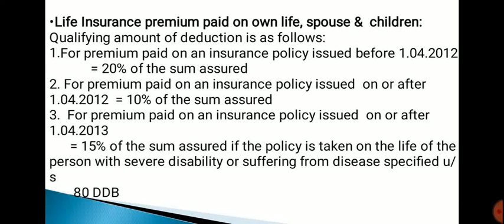Life insurance premium paid on own life, spouse and children. The qualifying amount of deduction is as follows. Number 1. For premium paid on an insurance policy issued before 1/4/2012, the qualifying amount is 20% of the sum assured or the premium, whichever is less. That is, the premium paid should not exceed 20% of the sum assured.